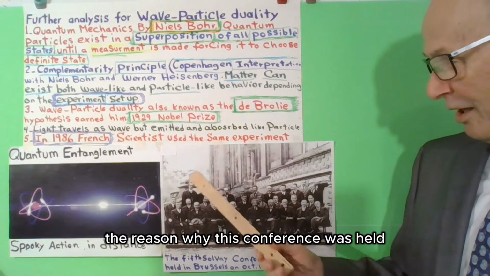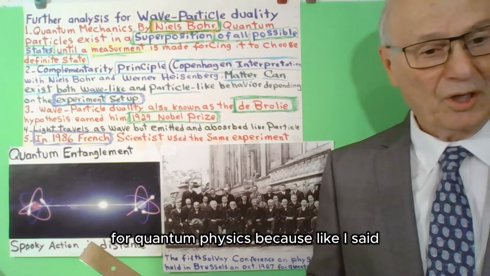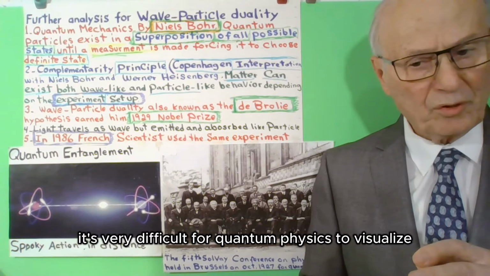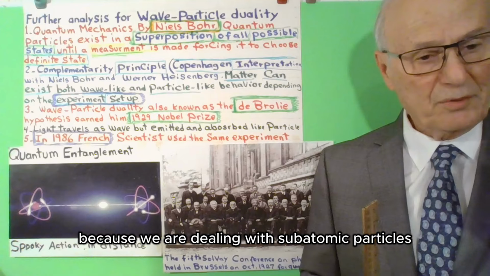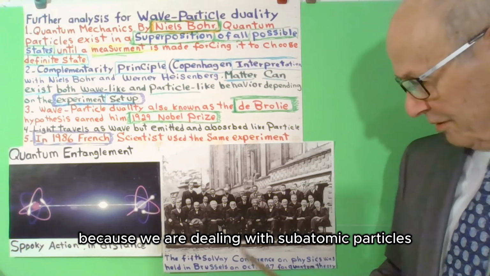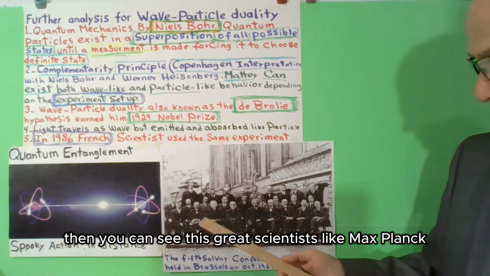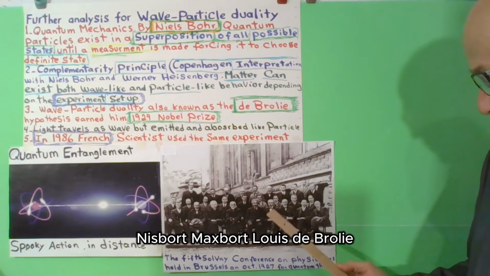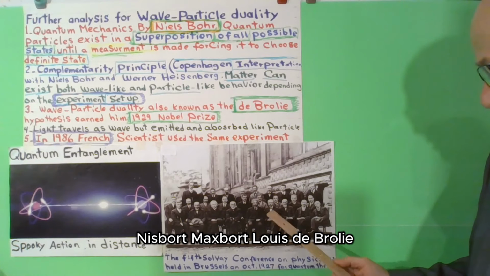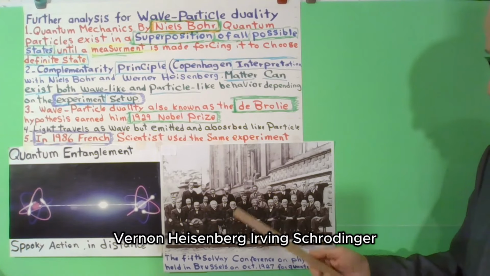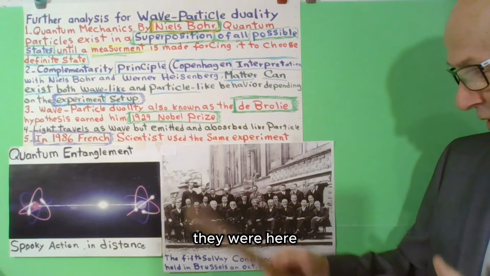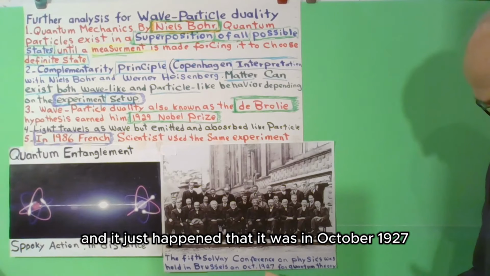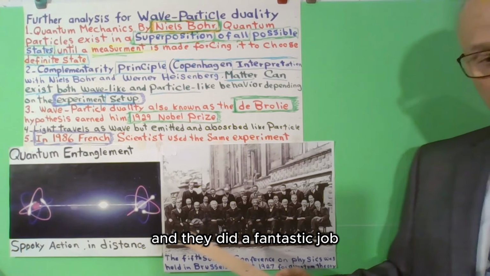The reason why this conference was held for quantum physics, because like I said a few minutes ago, it's very difficult for quantum physics to visualize because we are dealing with subatomic particles. Then you can see these great scientists like Max Planck, Marie Curie, Henrik Lorentz, Albert Einstein, Niels Bohr, Max Born, Louis de Broglie, Werner Heisenberg, Erwin Schrodinger, Compton, they were here. And it just happened that it was in October 1927, and they did a fantastic job.